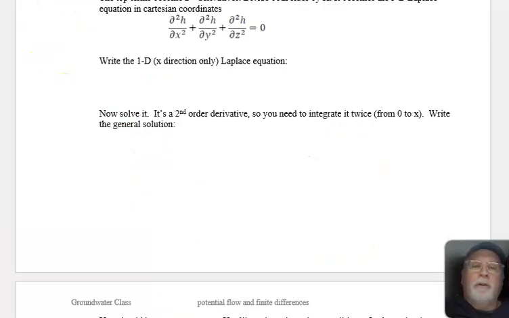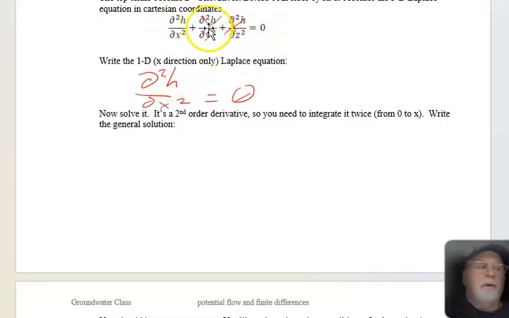In one dimension, so let's just do the X dimension, we get rid of those two, and we get partial squared H over partial X squared equals zero. So that would be the one-dimensional Laplace equation. The second derivative equal to zero is the Laplace equation, or the second derivative in space.